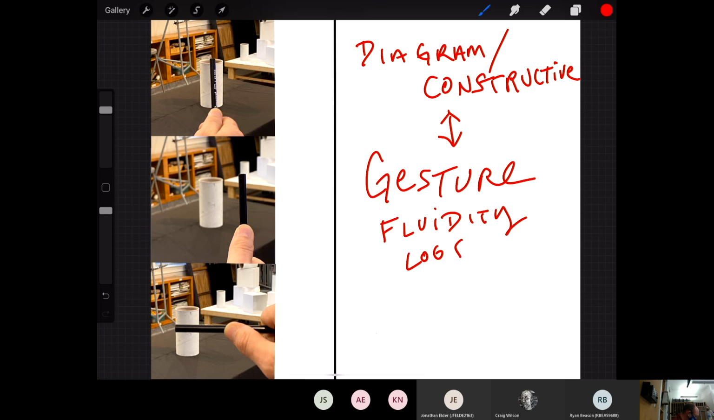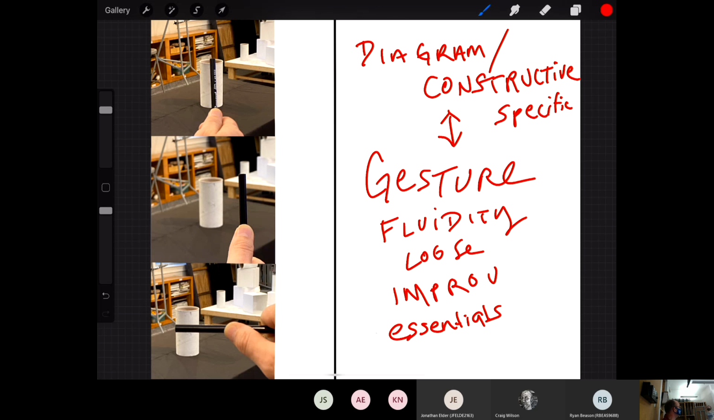It's looser, whereas diagrammatic drawing as a whole is tighter. It's more improv or improvisational, whereas diagrammatic is very deliberate and careful. What's another way to express it? It's more about essential, whereas diagrammatic becomes very specific. So now we're not talking about process, we're talking about technique. Okay, so the constructive line technique, the gesture technique.